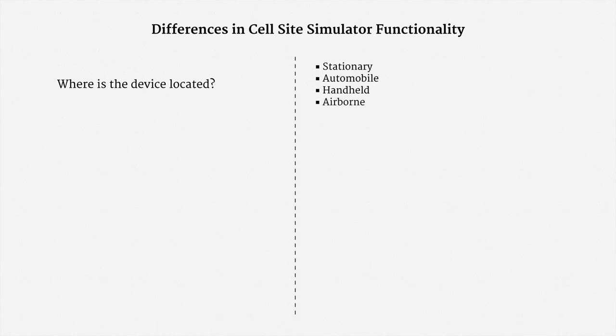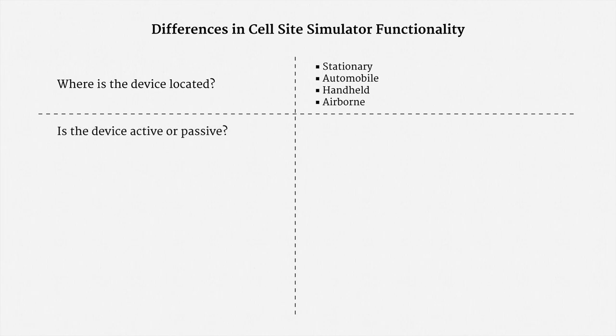One question to ask is, where is the device located? It might be stationary, or it might be in a van, or it might be portable, or it might even be on an airplane or helicopter. All of those have been used previously. Another question to ask is, is the device active or passive? Put differently, does the device actually have phones connect to it? Or does it just sit back and collect ordinary cell phone traffic that flies by? Again, both have been done in practice.